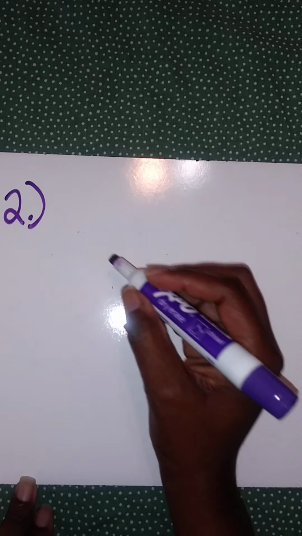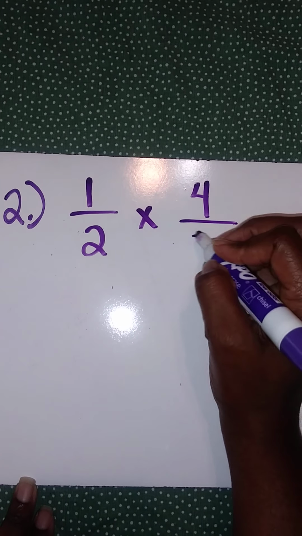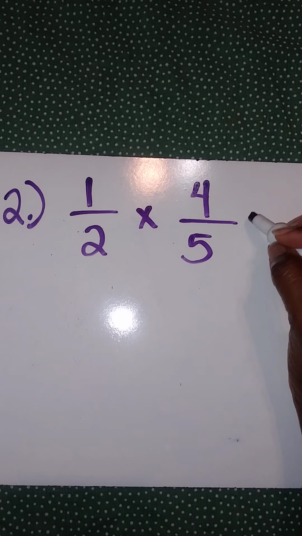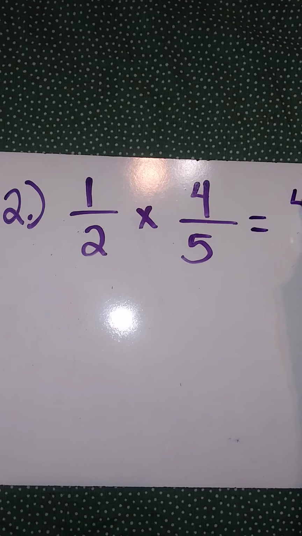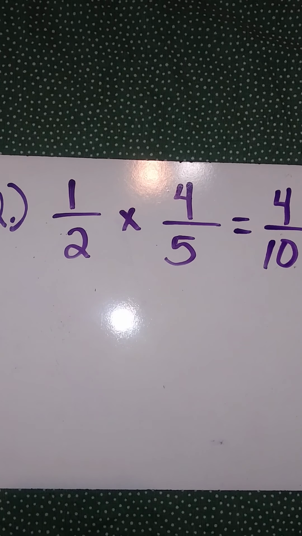Look at number 2. Number 2, we've got 1/2 times 4/5. Okay, so again, all we're going to do is multiply the numerators together and then multiply the denominators together. So I know that 1 times 4 is 4 and 2 times 5 is 10. Again, we can simplify that, but don't worry about simplifying it. We are going to do this in a separate lesson.